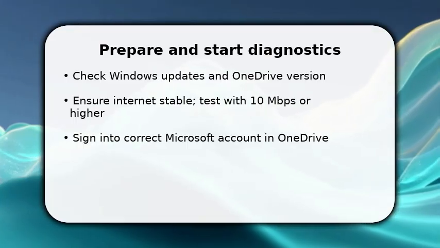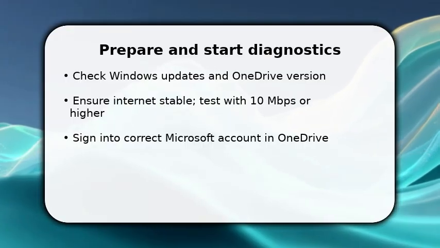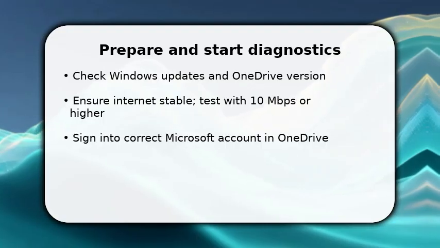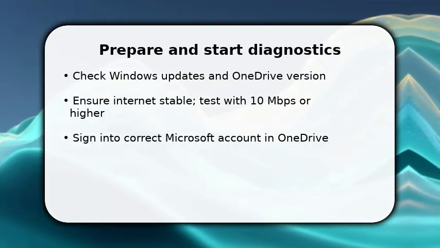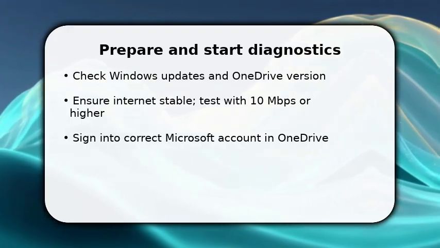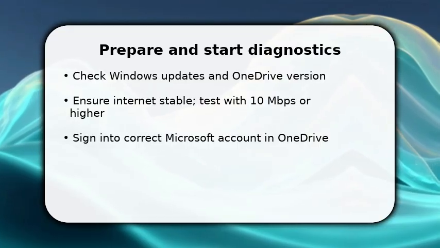You will begin by confirming essentials so the fix can proceed smoothly. First, open Settings and install pending Windows updates, then update the OneDrive app. Next, verify you are signed into the correct Microsoft account. Mismatched accounts cause sync conflicts.